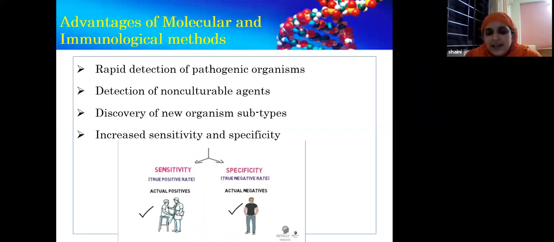Specificity, on the other hand, is, as the name suggests, these tests are very specific for a particular reaction. So if you test positive, chances are that you have the disease. High specificity means chances are that you actually have the disease if you test positive.